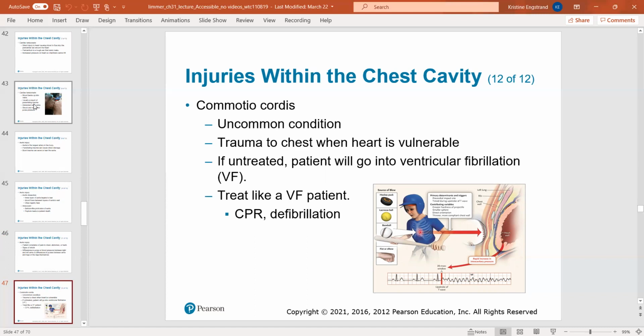Okay, so commotio cordis is just an interruption of the heart function. If untreated, it's going to go into VFib, ventricular fibrillation. Yes, if you come upon commotio cordis, where the heart's been impacted, you should be ready for cardiac arrest. Treat them like a ventricular fibrillation patient. You know that is a shockable rhythm. Start your CPR, keep things going, manage your airway, and be ready to defibrillate immediately.